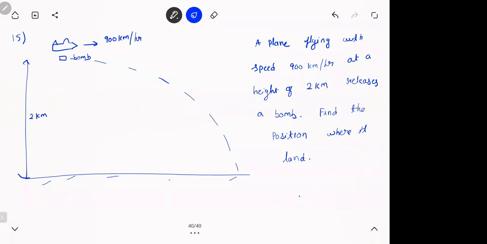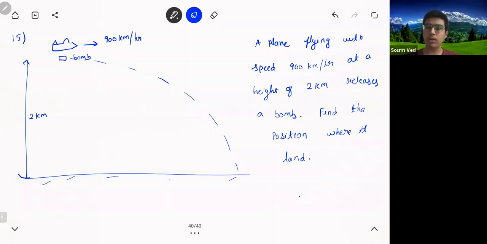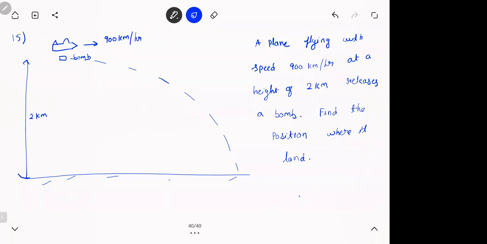What is the answer? Sir, is it 20 kilometers? 20 is a bit too much.